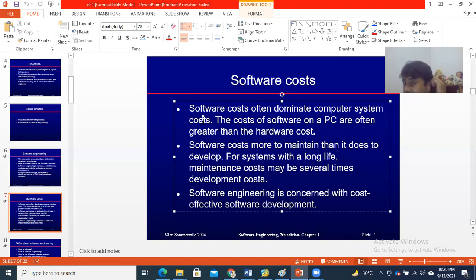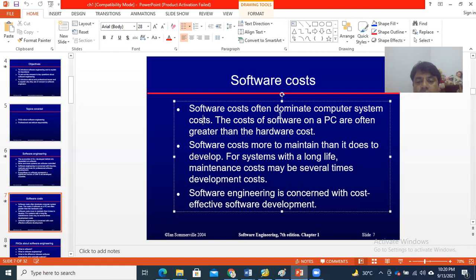After 1 year, you have realized that there are further more products and further more features you want to add. You have paid a further 10,000 rupees. So previously it was 15 plus 5, 20,000. Now you have paid a further 10,000. Because you want to maintain that particular software, the cost of the software is now 30,000. So software costs more to maintain than it does to develop.